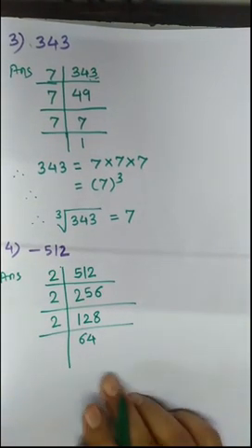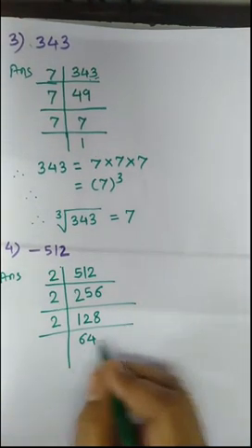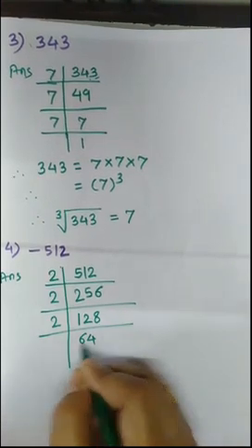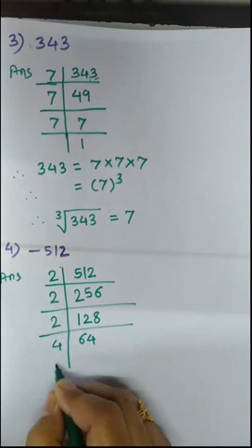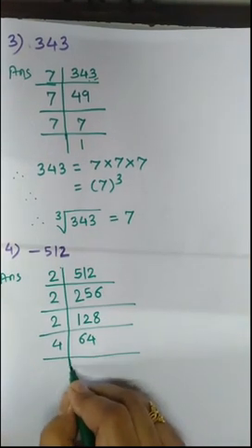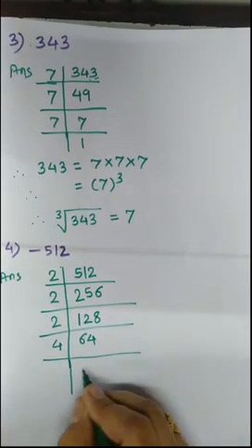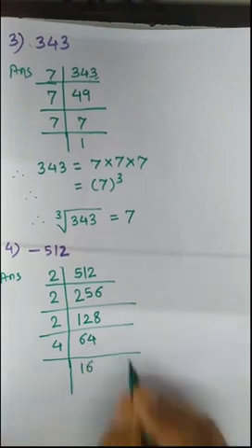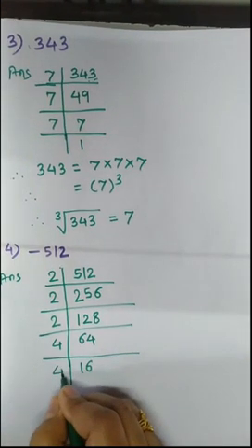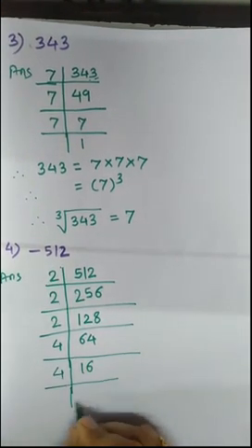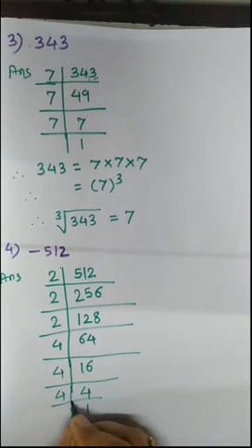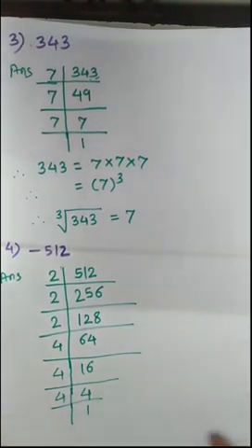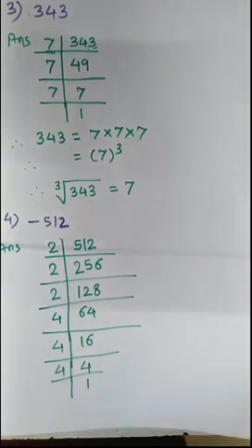Now we know that 64 is the cube of 4. So we can write here directly 4. 4 16s are 64. And next is 4 4s are 16, 4 1s are 4. Correct? So write down the factors.